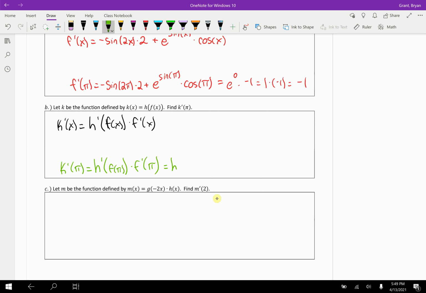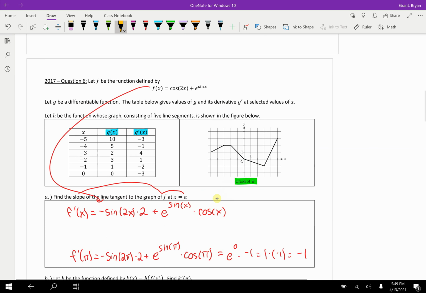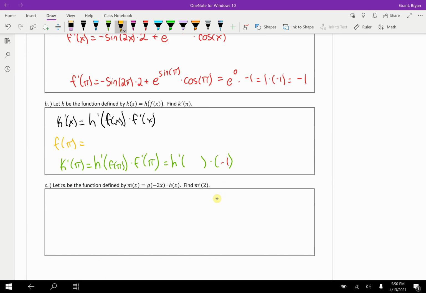So we find h prime of something. We'll come back to that. And f prime of pi was negative 1. We did that up above. I'll do it in red so we can keep track. How are we going to find f of pi? Well, that's not too terrible, I think. f of pi is just the original equation, right? The original equation, cosine of 2x plus e to the sine of x. So cosine of 2 pi plus e to the sine of pi.